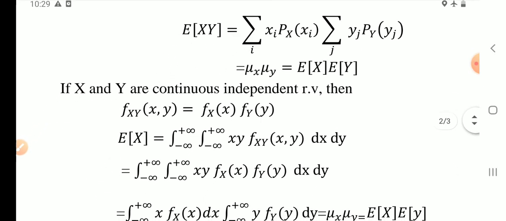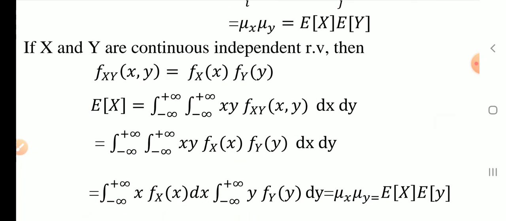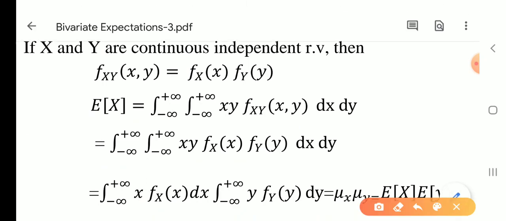So let us see the continuous case. When X and Y are two continuous independent random variables, f_XY of x comma y, since it is independent, can be written as the product of two: f_X of x into f_Y of y. Here it is E of XY. E of XY is equal to the double integral from minus infinity to plus infinity of xy into f_XY of x comma y dx dy.